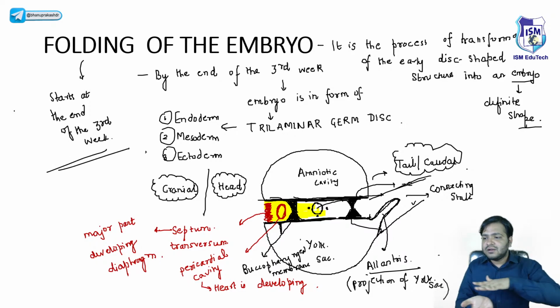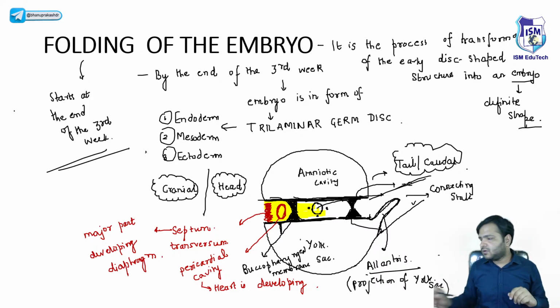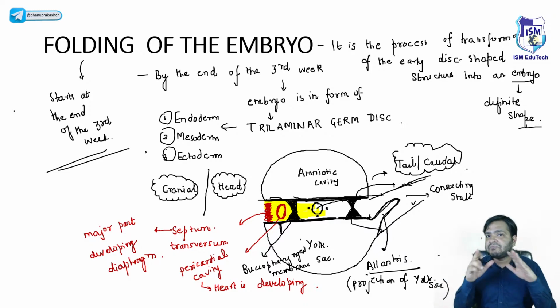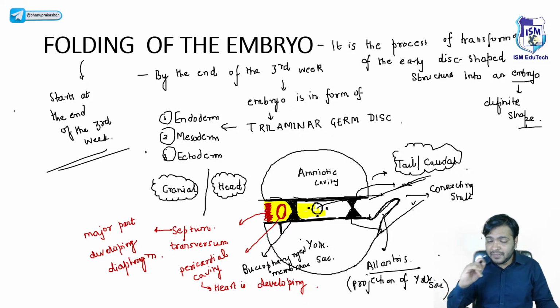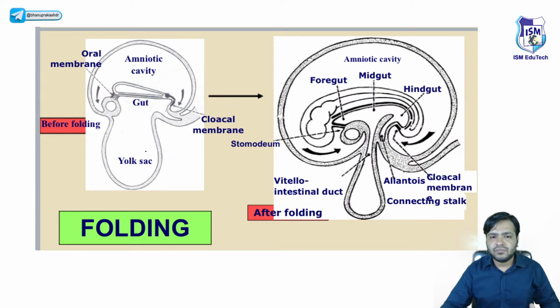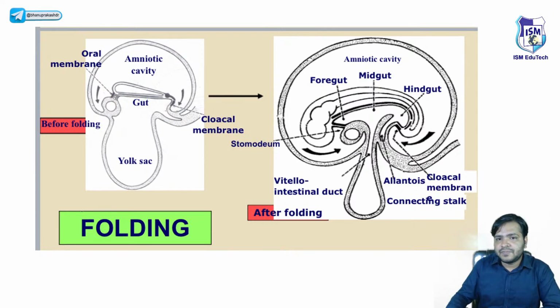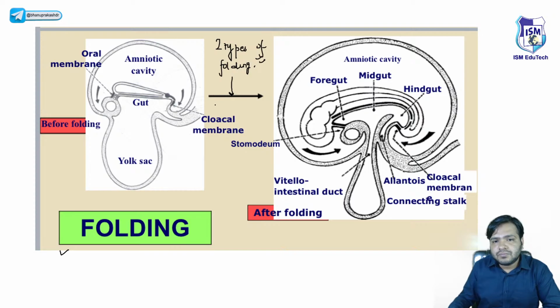Now what I just told you, a disc shaped structure is there, like paper, and that disc shaped structure will form an embryo, and that embryo will have a definitive shape. Now remember guys that we have two types of folding. The folding that I'm showing you is called the craniocaudal folding.